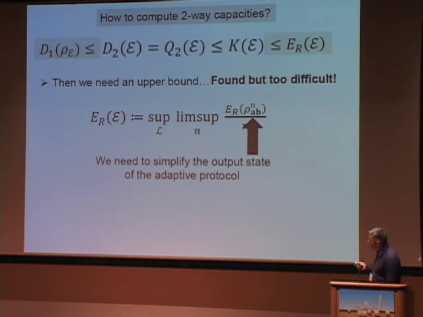So we have to deal with this quantity, okay? What we can do is simplify the output state. We want to find a simplification of the output state, some sort of representation of the output state of the registers, in such a way that we can simplify this quantity, or more exactly, find an upper bound which is easy to compute.